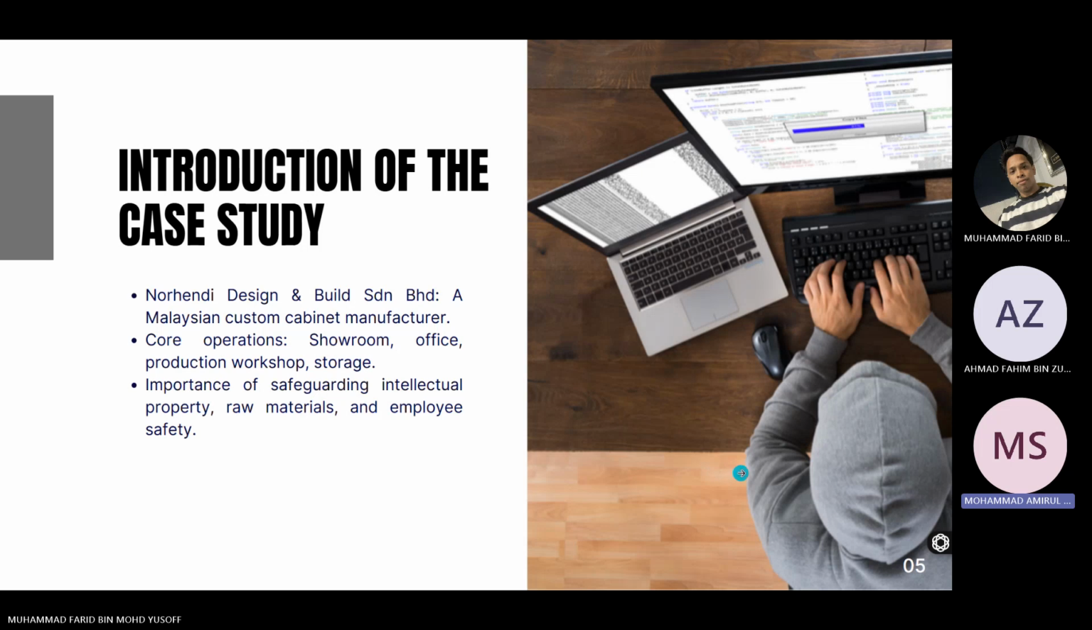So, the introduction of the case study for our company: Nur Handy Design and Build Sdn Bhd, a Malaysian custom cabinet manufacturer. The core operations are showroom, office, production, workshop, and storage. So the importance of safeguarding intellectual property, raw material, and employee safety.